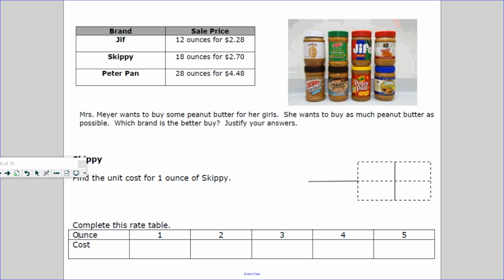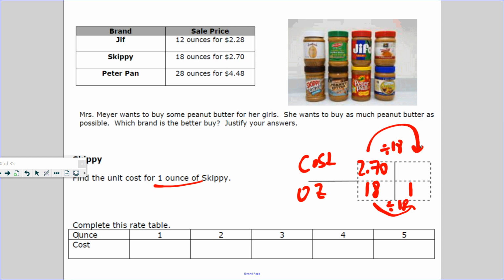What about Skippy? The cost is $2.70. The ounces is 18 ounces. How much will 1 ounce cost? How do I break 18 ounces into 1 ounce? I divide by 18. So what's $2.70 divided by 18? Or I can times it by its reciprocal of 1/18.